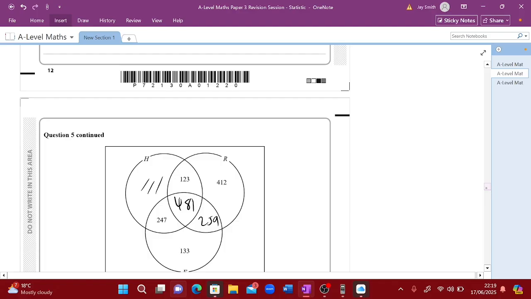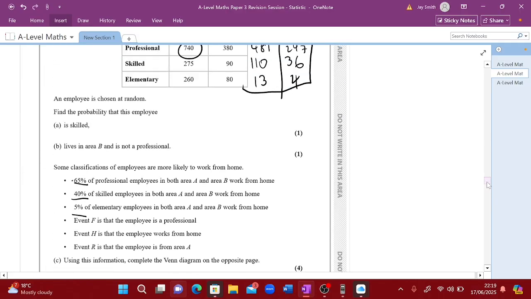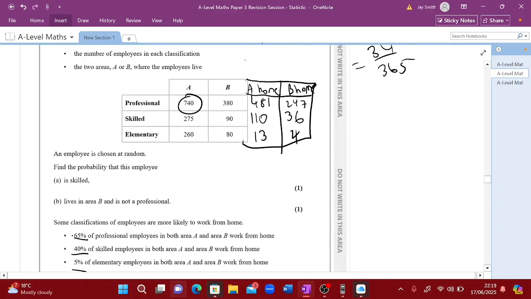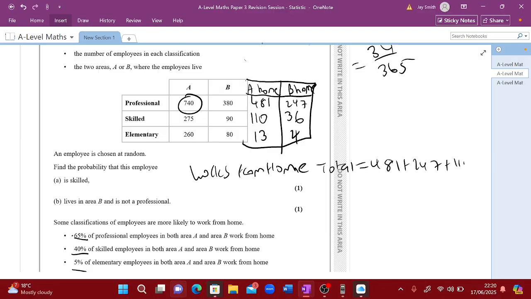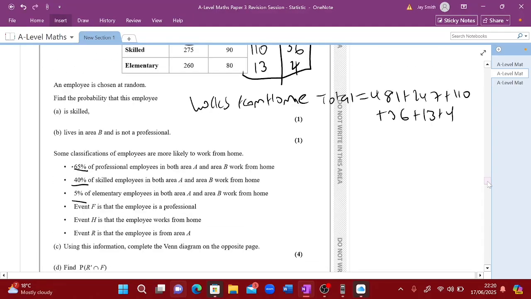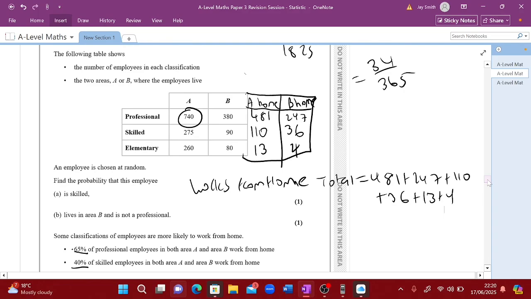Okay, now we've just got the single intersection here, which is H. H is the employee that works from home. Well, we're just going to add all these numbers together from these two tables. So works from home: the total is going to be 481, add 247, add 110, add 36, add 13, add 4. Does it not tell you? Does it have any work from home numerically? No, we have to work it out. Okay, so we add the six numbers: 481, add 247, add 110, add 36, add 13, add 4. Gets me 891. Okay.